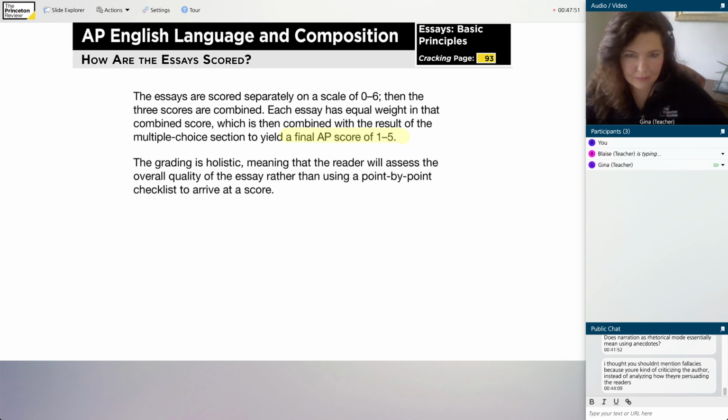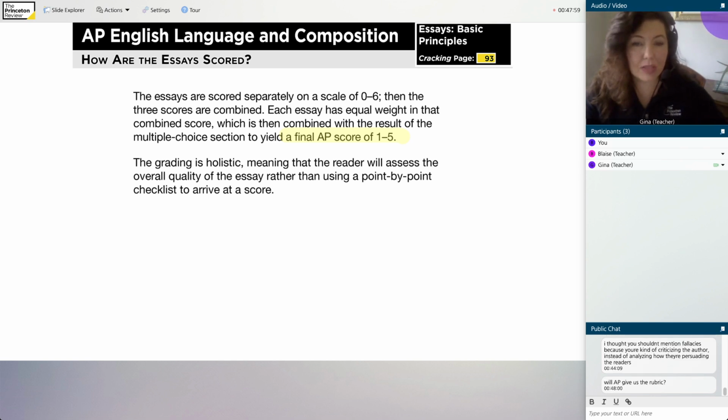But the most important thing to know about grading is that the grading is done fairly holistically. Okay, so that means there is no master checklist of things that you absolutely need to talk about, or else you won't get a 5. It's more like the grader is just going to read your entire essay, and based on the entirety of what you've discussed, will give you a certain score.